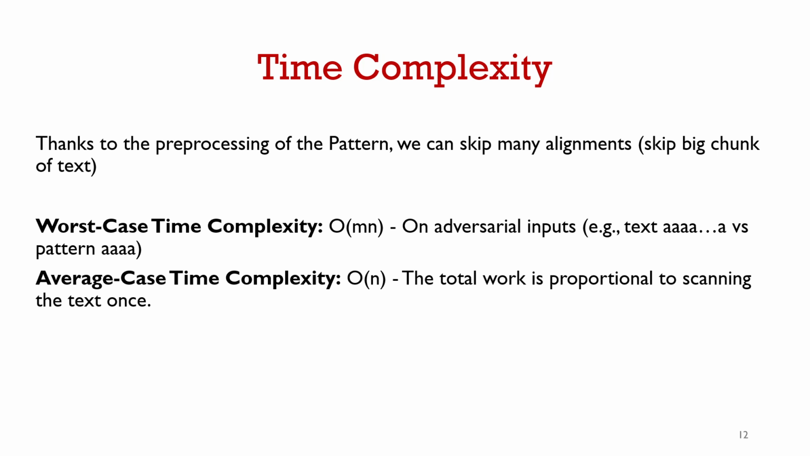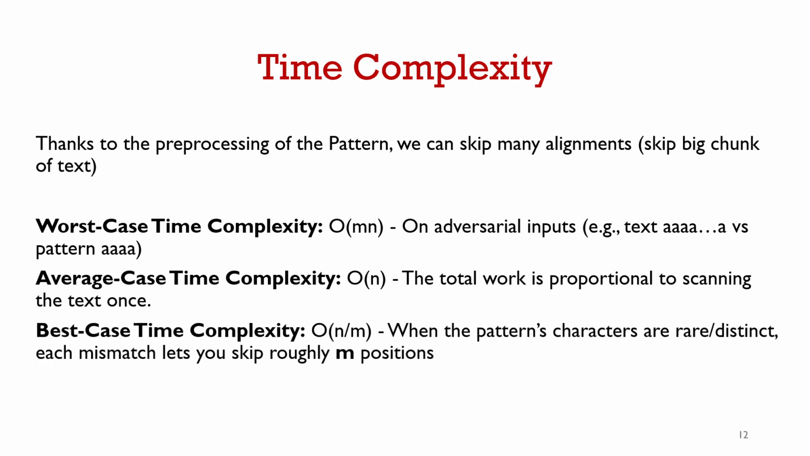In normal text with a decent alphabet, most mismatches happen near the end of the pattern. That triggers big jumps, so the work is about 1 pass over the text. In the best case, when the pattern's characters are very rare or very distinctive, each mismatch lets us skip roughly the pattern size, so we only examine about n over m alignments.